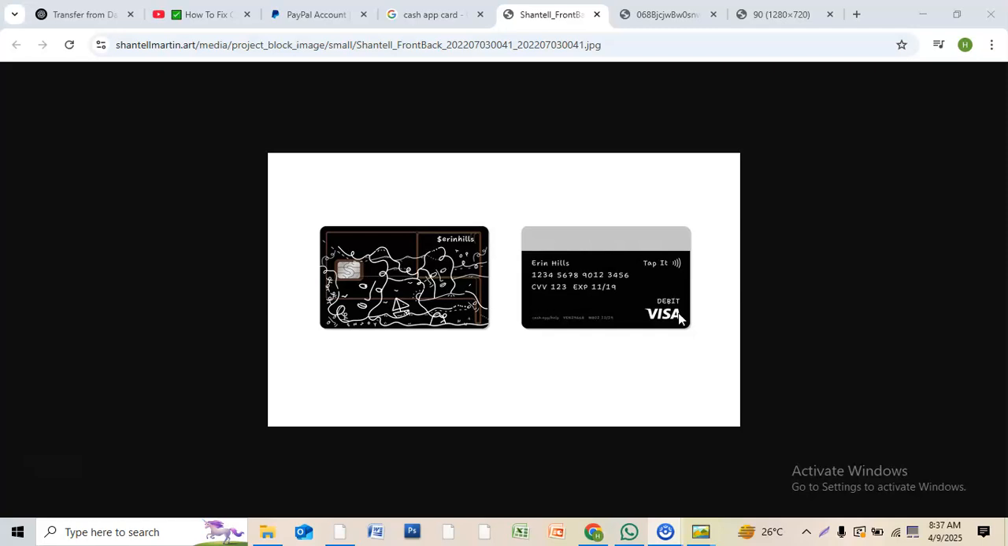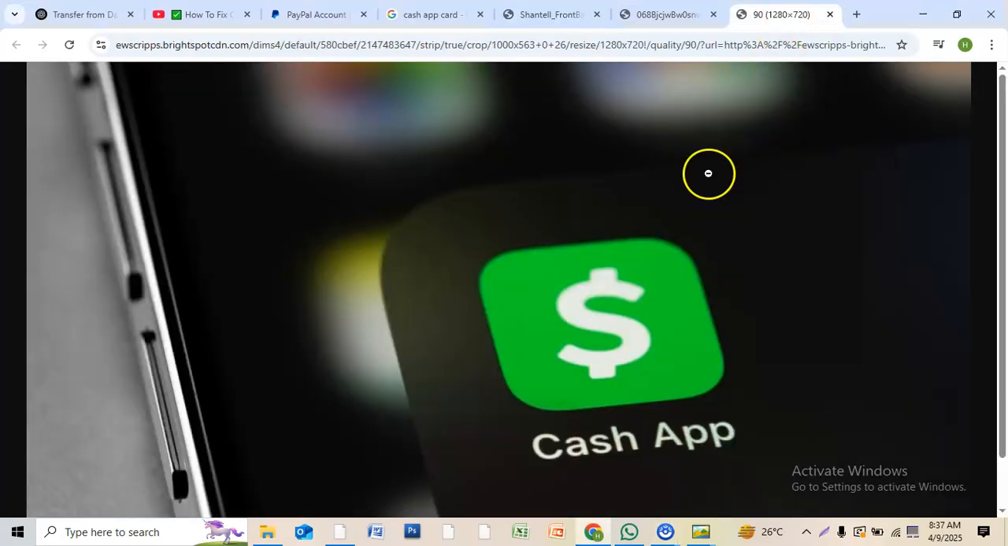and follow their instructions to solve this issue. And that's how you can fix the issue of your invalid card number.